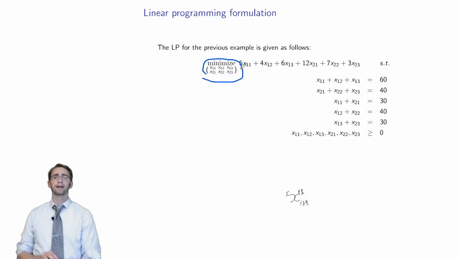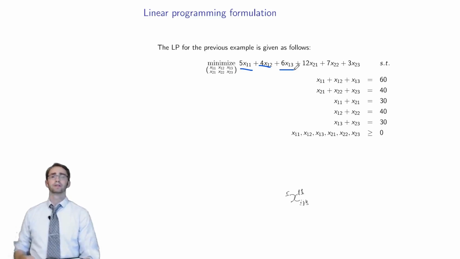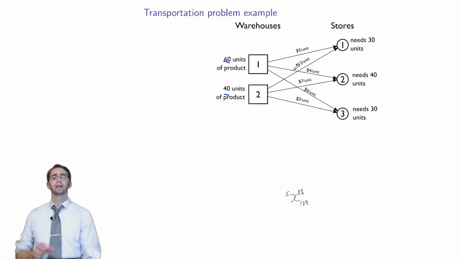So what have I done here? I have 5, let me erase that little circle I drew. I have 5x11 plus 4x12 plus 6x13. Where did those numbers 5, 4, and 6 come from?